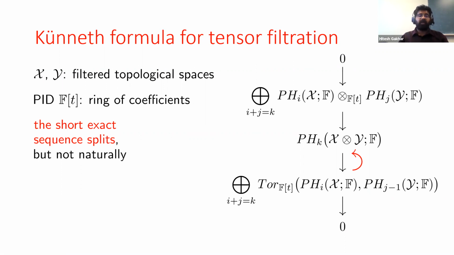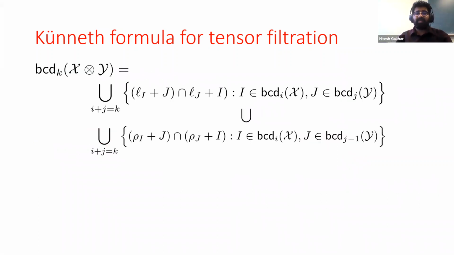We got there. Again, a short exact sequence. It splits. The splitting isn't natural. It's very similar to how the classical Kunneth formula was. And similar to the Kunneth formula for the categorical filtration, we get a barcode formula.